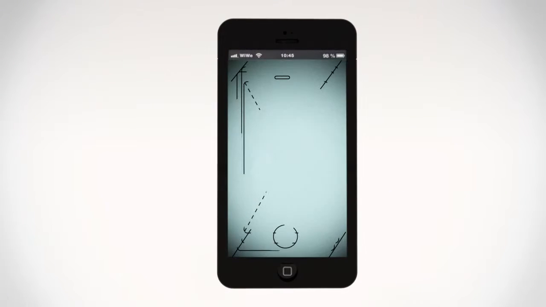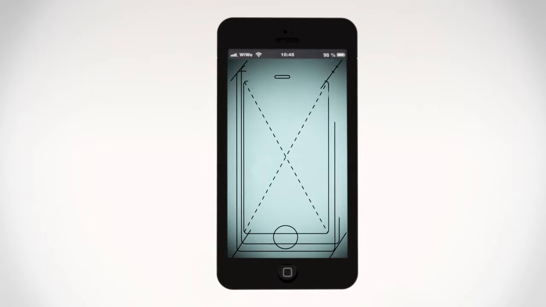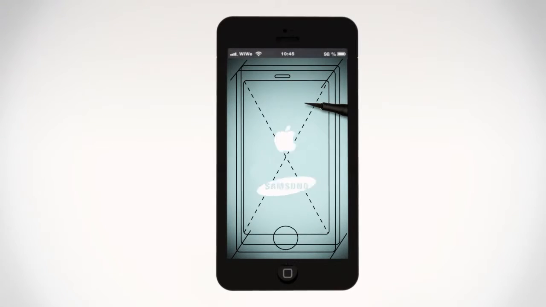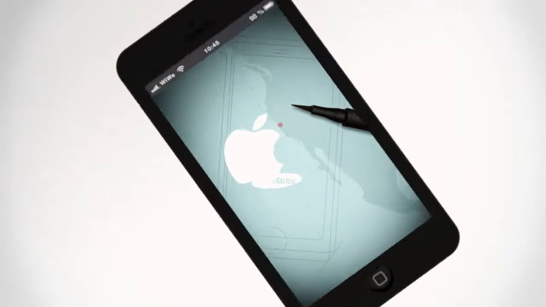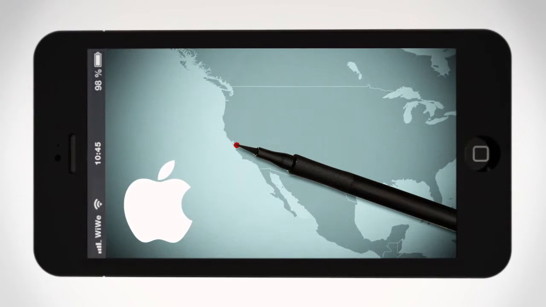First, there is the development and the design of a new smartphone model. This is done by the company's own product design departments. At Apple, for example, their headquarters in California.